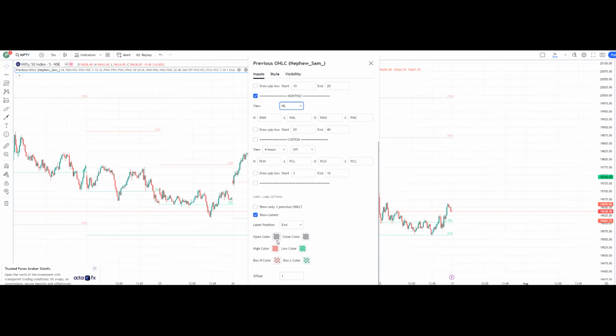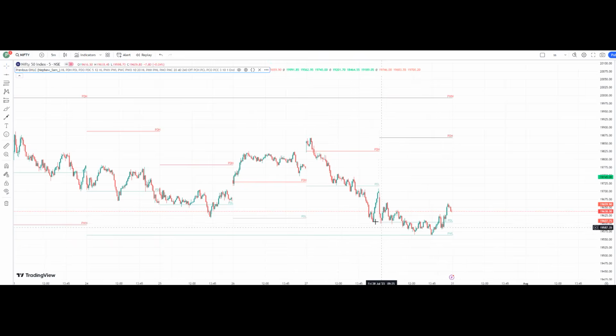Okay. Here the open color is there, close color is there. The high color we are going to mark as red. Okay. This is green. Now click on OK.